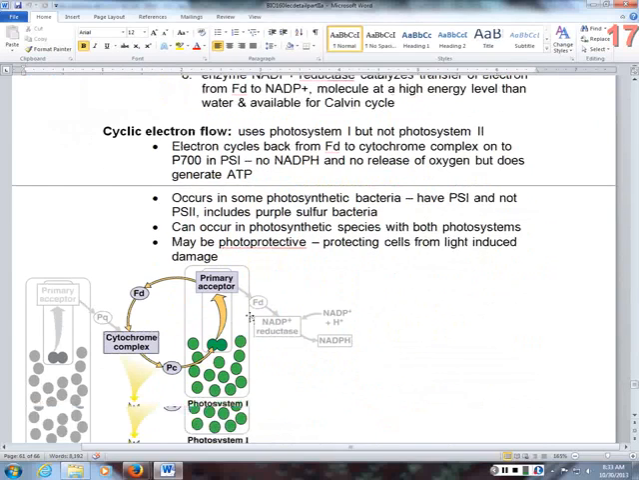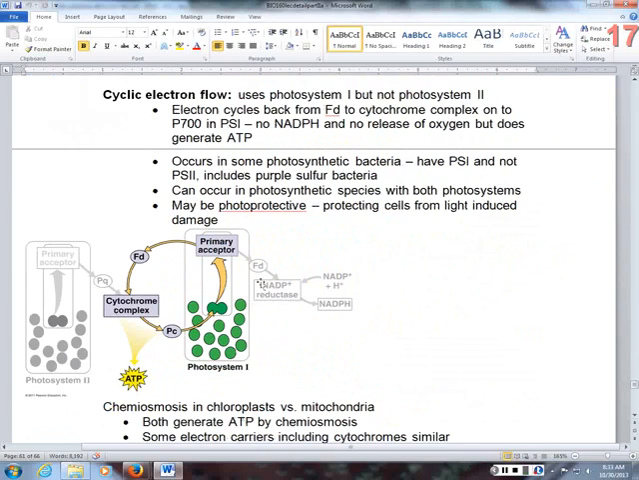With the cyclic electron flow here, it uses photosystem 1 but not photosystem 2. So it skips this whole first step here. And instead, what's going to happen is you excite those electrons, it goes to a primary electron acceptor, it comes back, and the electrons end up back at the original reaction center. So it's a cycle that fills itself in.